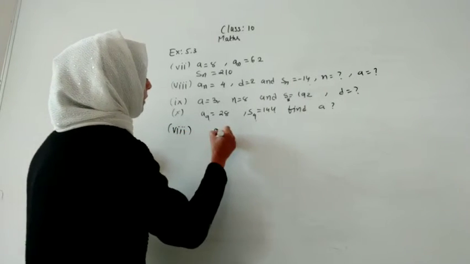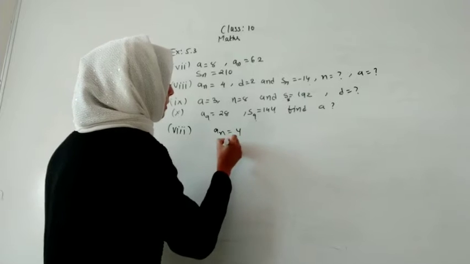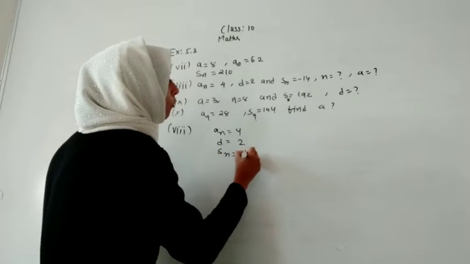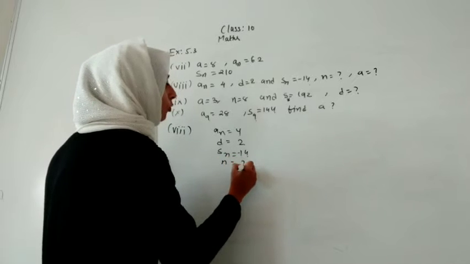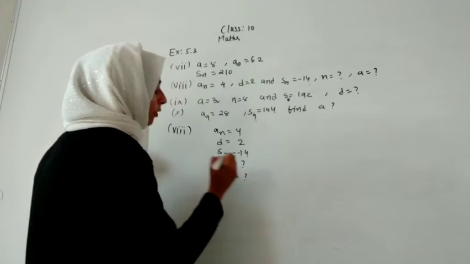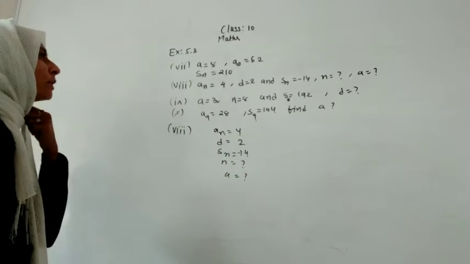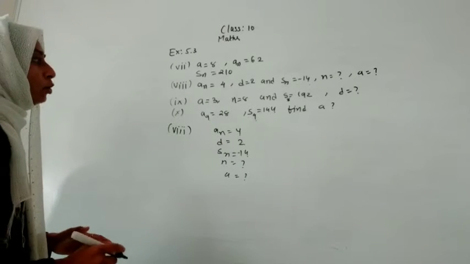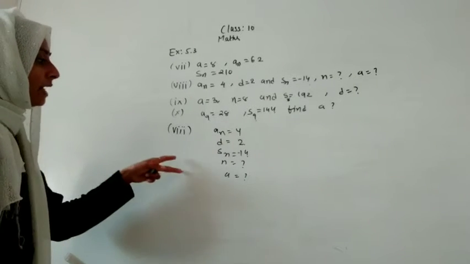There is given an equal to 4. Difference is given as 2. Sn is given as minus 14, and n we have to find and a also we have to find. Let us do the process. It will be similar to whatever we have done, it is similar to that question only. So let us solve it.